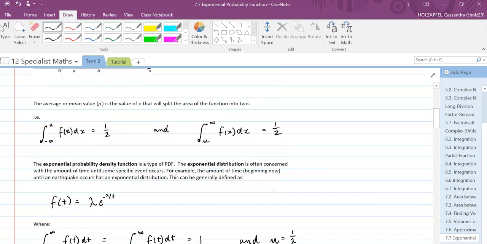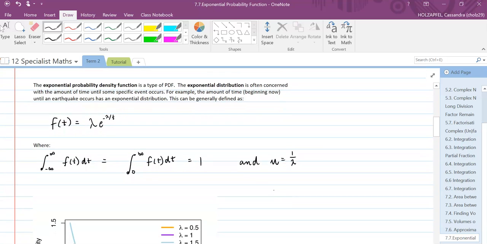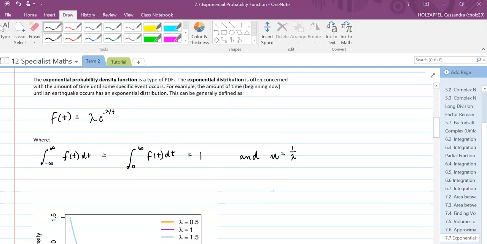The exponential probability density function is just a type of probability density function, or PDF. The exponential distribution is often concerned with lengths of time until some specific event occurs. For example, we could ask, what's the probability of an earthquake occurring in the next 20 minutes, given that there hasn't been one for the past hour? We can generally define a problem like this as my function with respect to time being equal to some value times e to the power of the negative of that value times time.